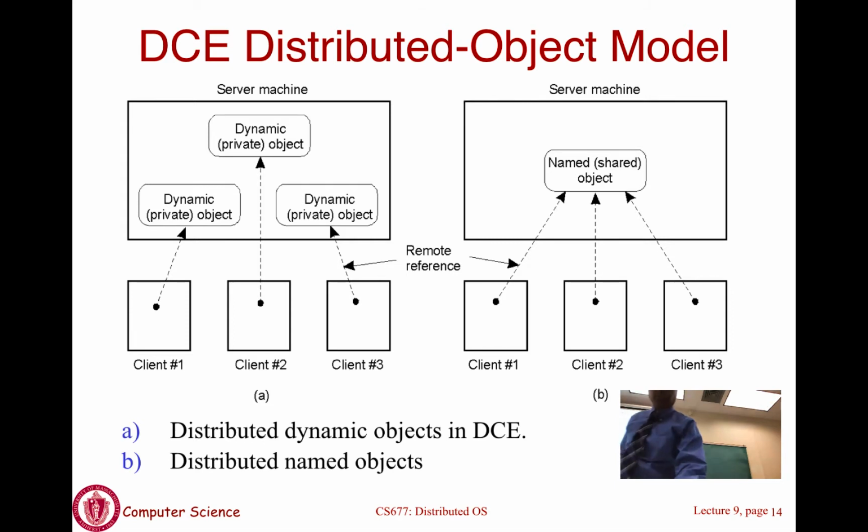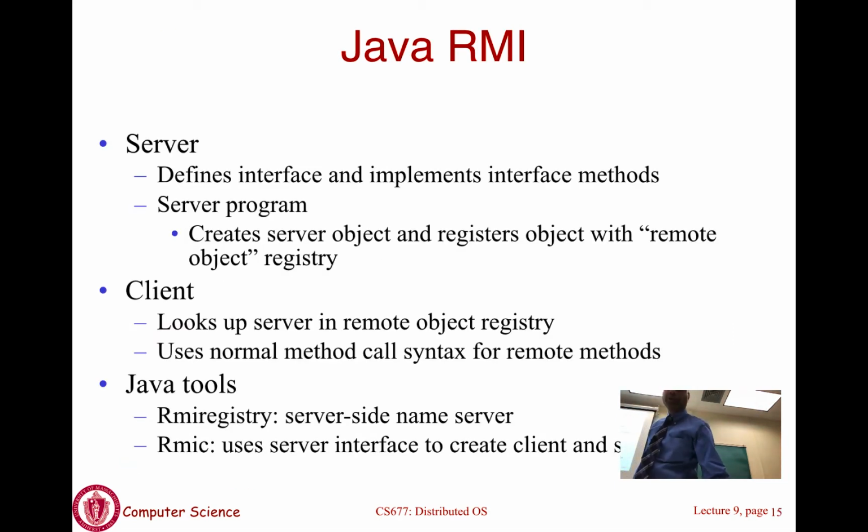Okay, so let us continue. Let's say a few more things about Java RMI for those of you who are writing this code. So you basically have the server. The server has to define an interface, and then you have to have an implementation of the interface. The interface is what is exposed to the client, and the implementation is the code that is going to be invoked when the client makes an RMI call.